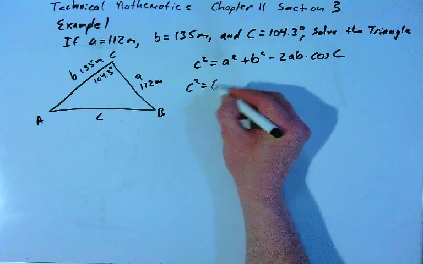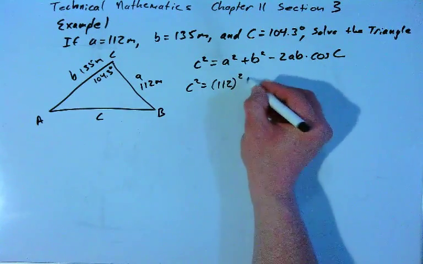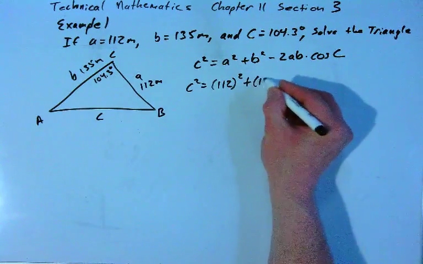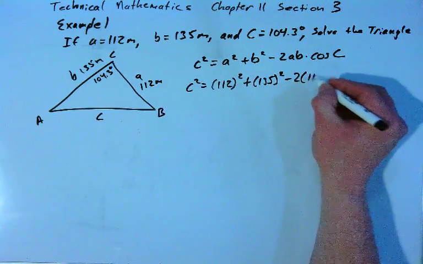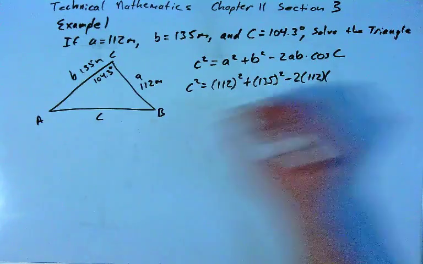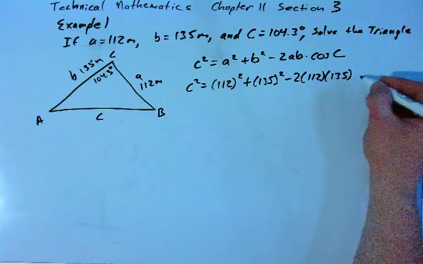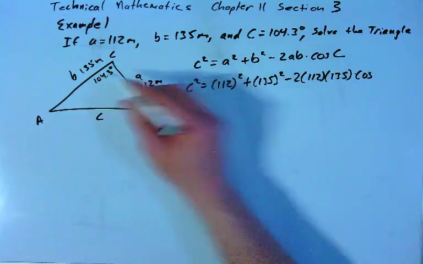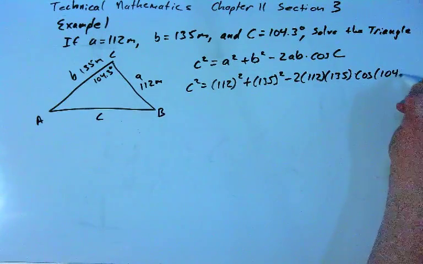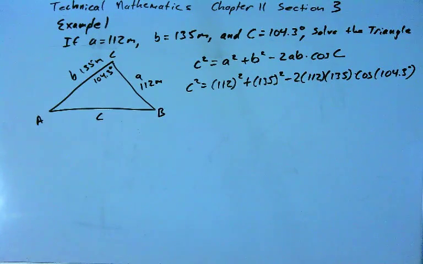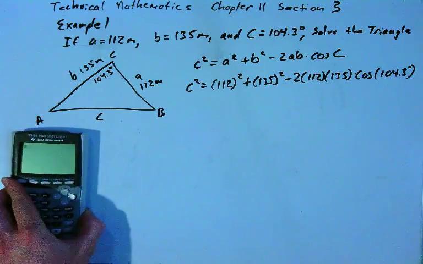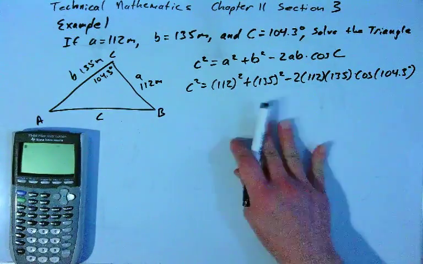I do know A is 112, and that's squared. I know B, which is 135, and that's squared, minus 2 times A is 112, times B is 135, times the cosine of angle C, which is 104.3 degrees. Okay, so I'm going to want to work this out, and I'm going to want to try to take it one step at a time. You can type all of this into your calculator at once if you're proficient with your calculator. Otherwise, you might want to take it one step at a time.